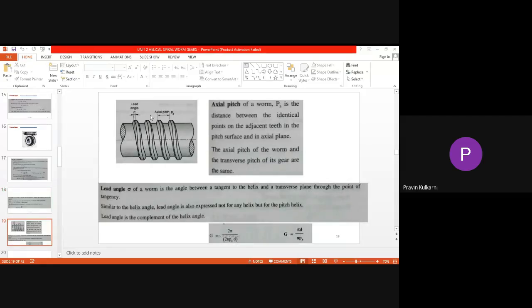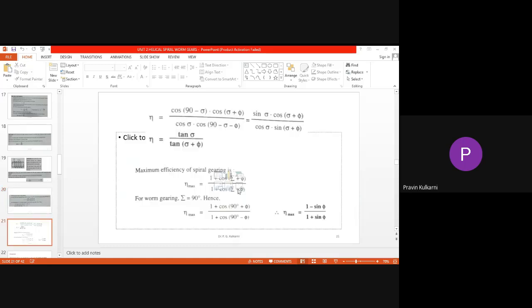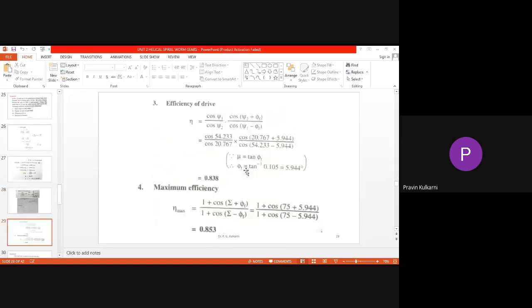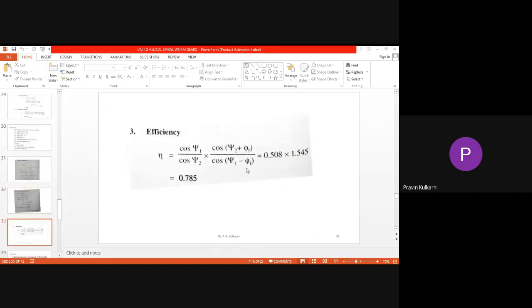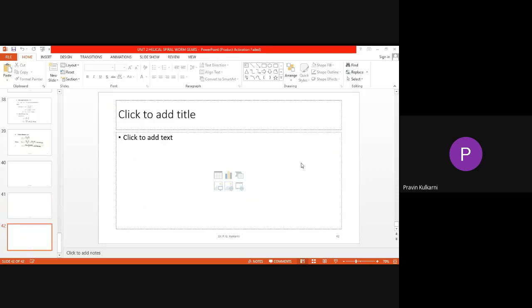Lead angle is the angle measured from a plane perpendicular to the axis. I repeat, lead angle is the angle made by the helix with reference to the plane perpendicular to the axis. Numericals are with you, so I won't spend much time on numericals. You will go through the notes and revise the numericals. Okay. Let me stop the screen and go for the next one.